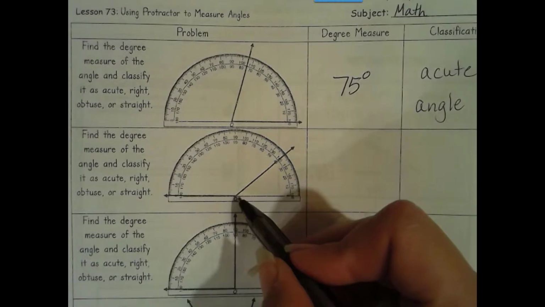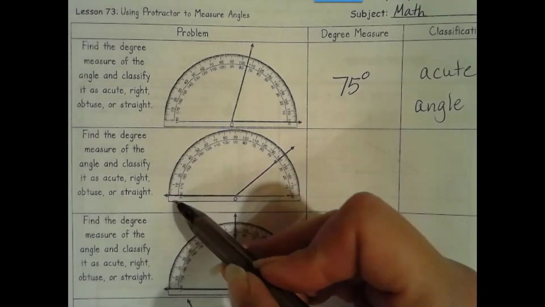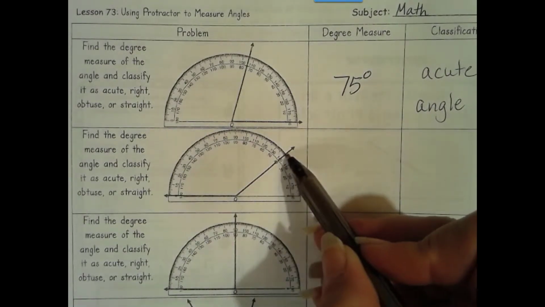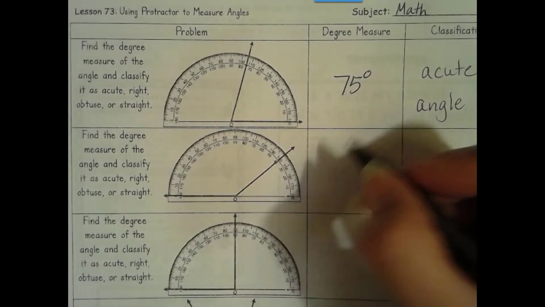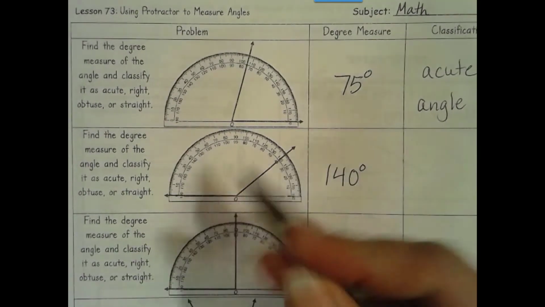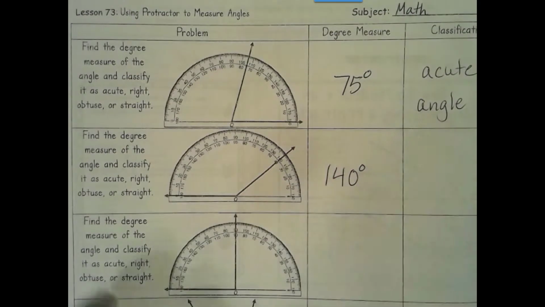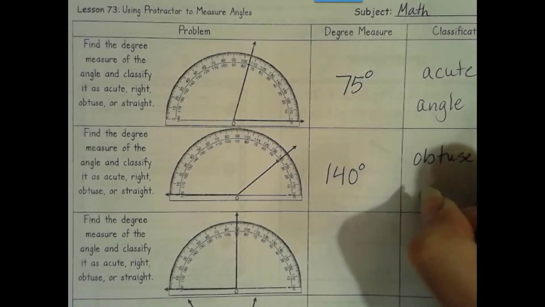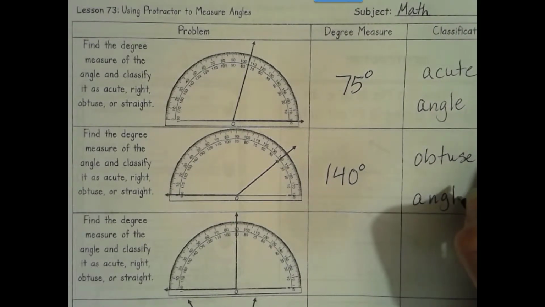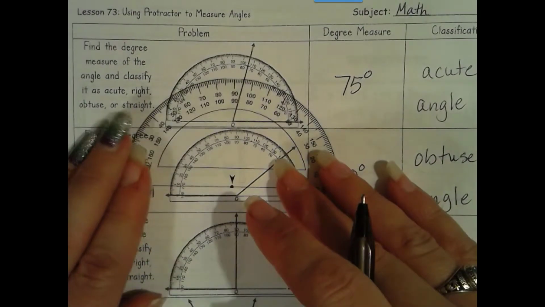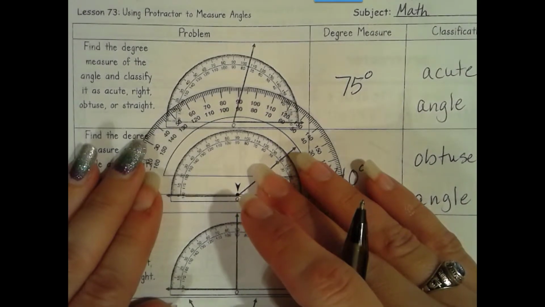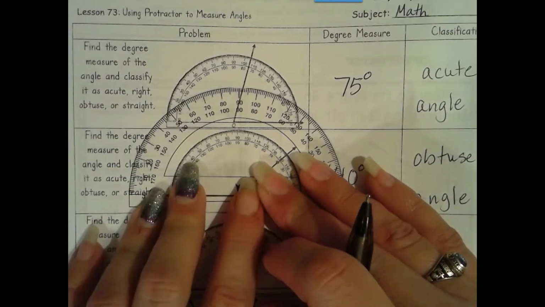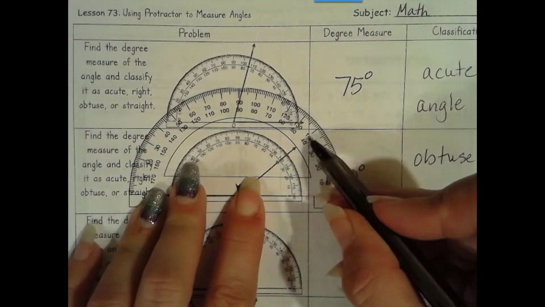Okay, this one, here's where we start with the 0. It is the top set of numbers, so let's see where it crosses or terminates. It terminates directly on 140 degrees. This is much larger than the 90 degrees, so it is an obtuse angle. Okay, and if you practice putting the dot right on the vertex, lining up at the 0, you should see that it's pointing to the 40 and 140 degrees.